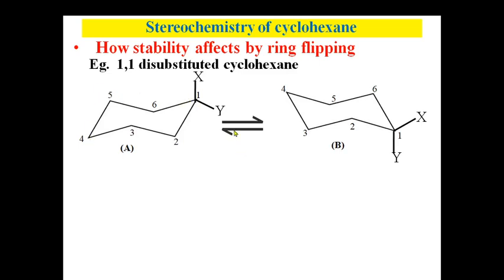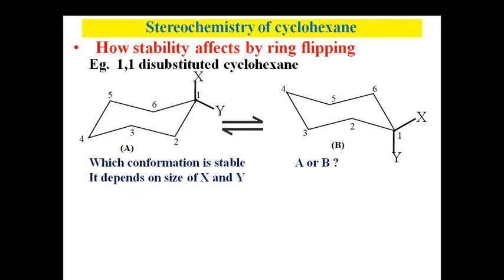So when ring flipping takes place, X is axial here. The X group is at axial position. Now it should be at equatorial after ring flipping. Y is equatorial, it should be axial. But the direction remains the same. Downward, downward. Upward, upward. Okay. So A and B, these are the two chair conformations. Now we have to decide the stability. Which form is stable, A or B? Which conformation is stable? It depends on the size of X and Y. What's the size of X and Y?